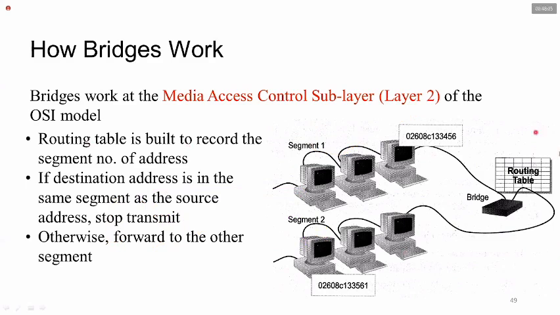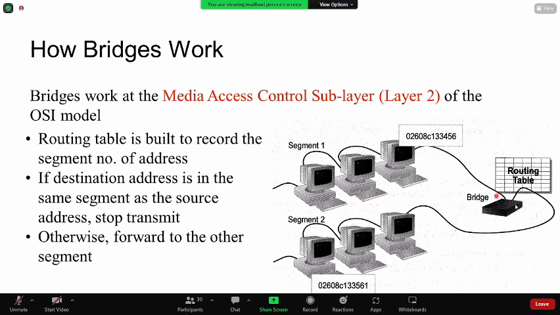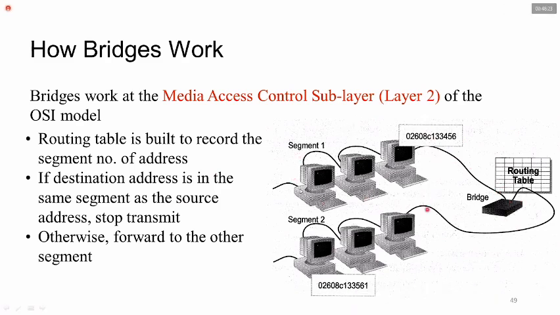So the bridge has something called a routing table. The routing table is built to record the segment number of addresses. Usually the bridge should have an idea of the layer 2 addresses, usually MAC addresses: what are the MAC addresses in segment 1 and what are the MAC addresses in segment 2, right? So if the destination address is in the same segment as the source address, stop transmit.